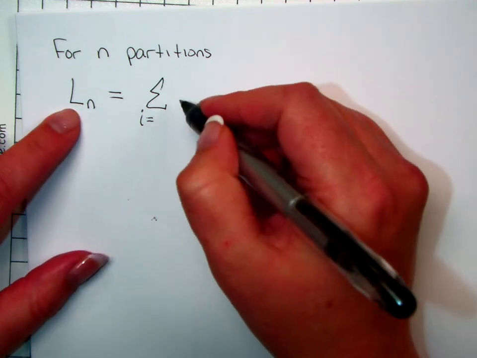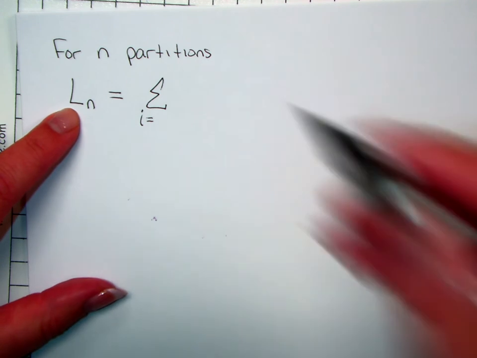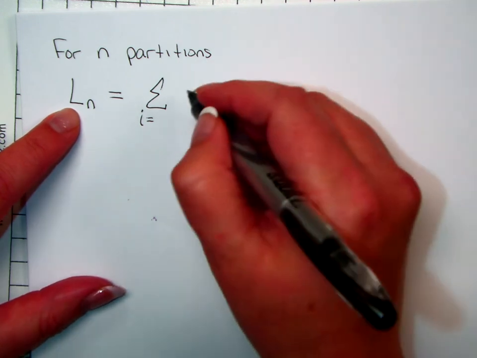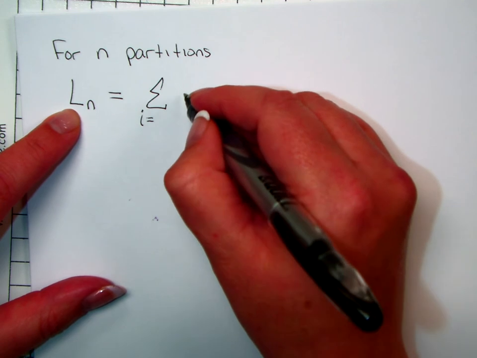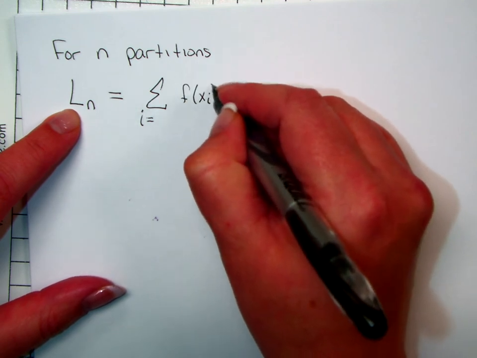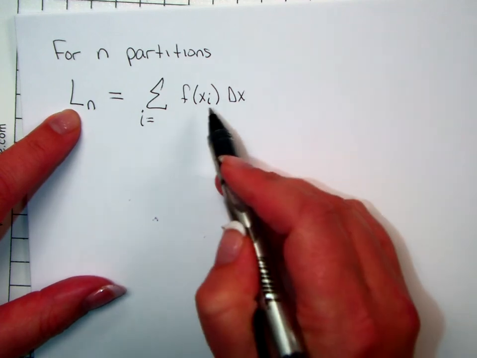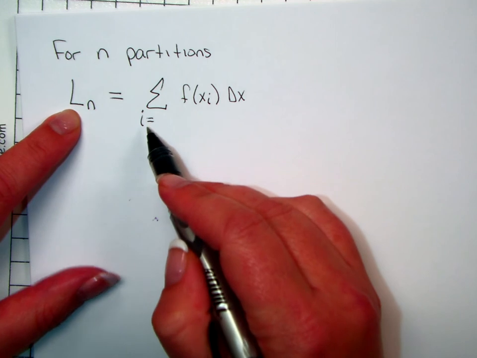Now, we're going to add up a bunch of heights times widths. So remember, the height was the function value at x of 0, 1, 2, 3, or 4. So this is always going to be f of x sub i times delta x. This is a bunch of heights times widths. So where do we start our left-hand endpoints?